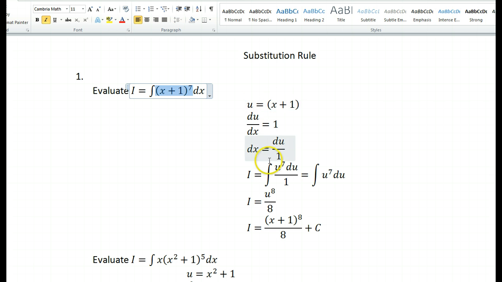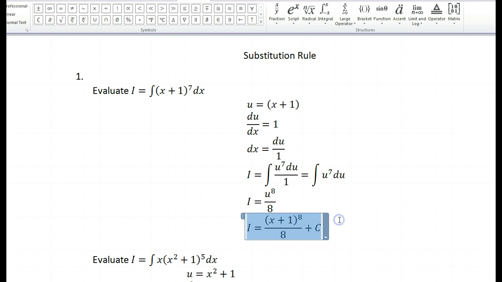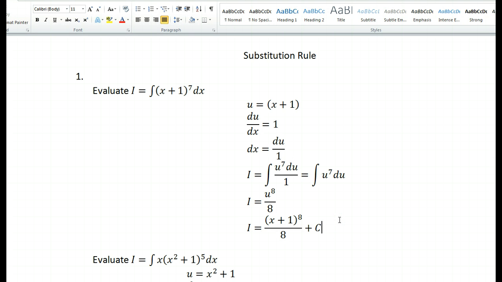So what we do is we replace the u by x, and then we get x plus 1 to the power 8 over 8 plus c. So the answer is x plus 1 to the power 8 over 8 plus c. So once again what we did was we replaced the complicated part by a u, differentiated that, and we made a kind of a mental check to see whether the derivative is equal to the leftover part, and it is.